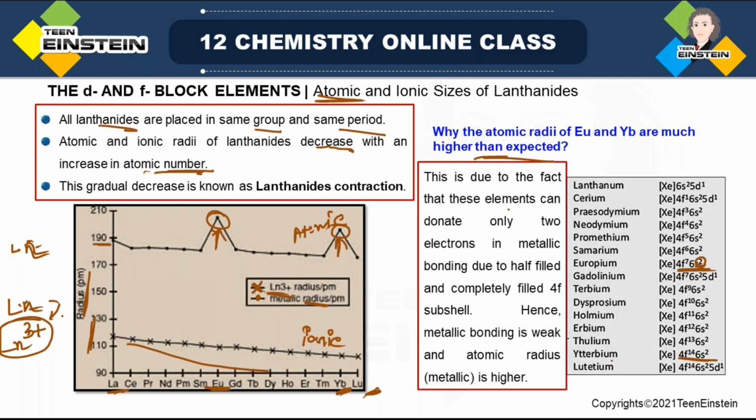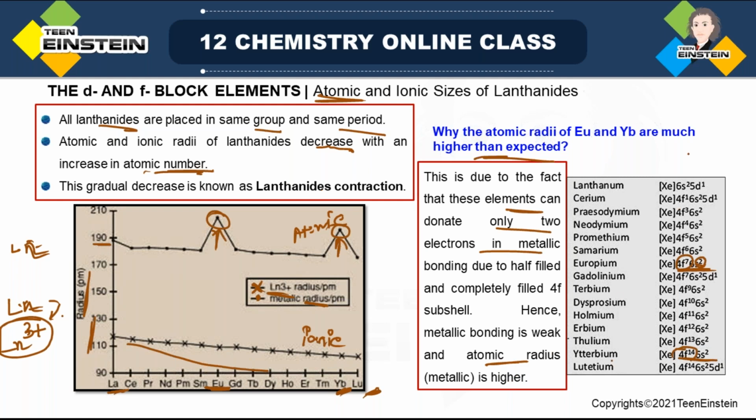This is because these two elements can donate only 2 electrons in the metallic bonding. They will donate only the 2 electrons present in 6s, because they will not break this configuration, 4f14 and 4f7, because that is a very stable configuration. So they are contributing only 2 electrons in the metallic bonding, and as a result the metallic bonding will be weak. And as the metallic bonding is weak, the atomic radius will be very high. So that is the reason there is a sudden increase at these 2 elements.